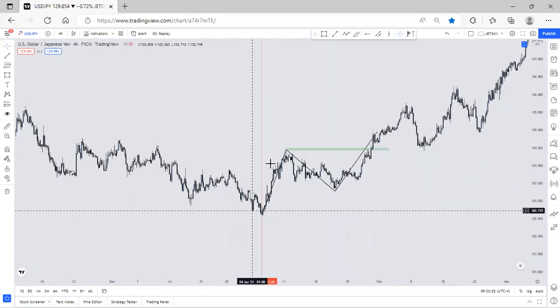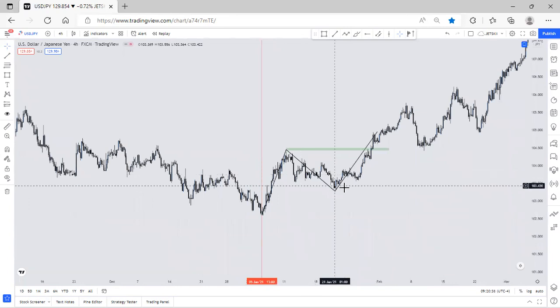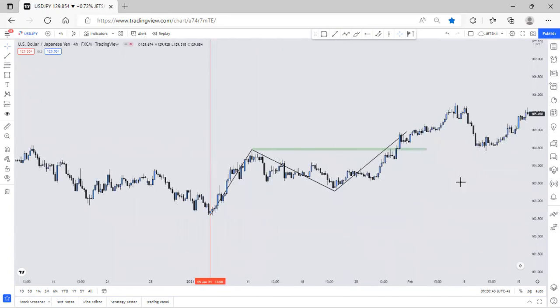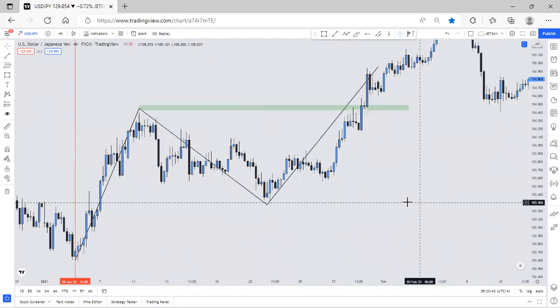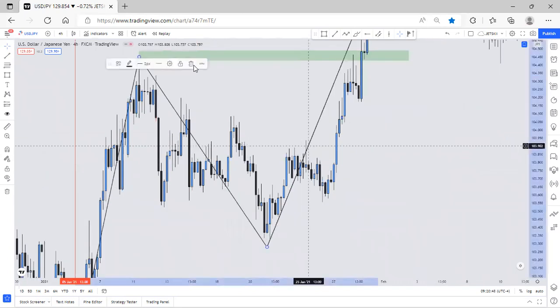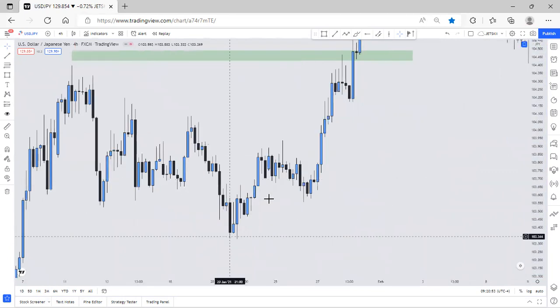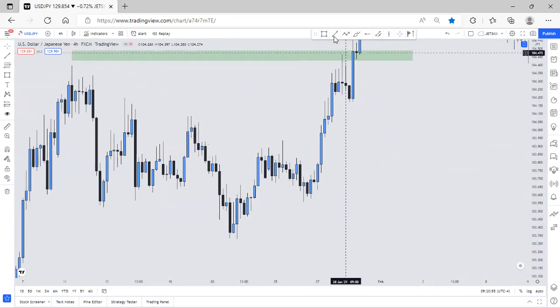So first of all, you understand that pullback, right? So now we want to be buying here. We're gonna be looking for buys. I'm gonna show you what you must look for, right? Let me remove this. Okay, right. So now that's the pullback. We know for sure it's going higher, right?